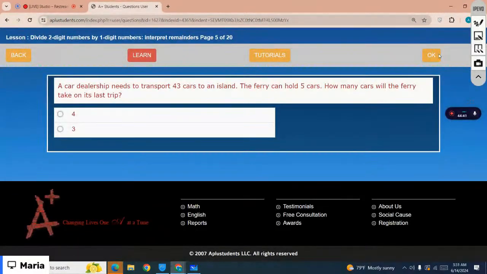To transport 43 cars to an island, the ferry can hold 5 cars. How many cars will the ferry take on its last trip? So which is the correct option? You have to divide 43 by 5 and you have to see the remainder.